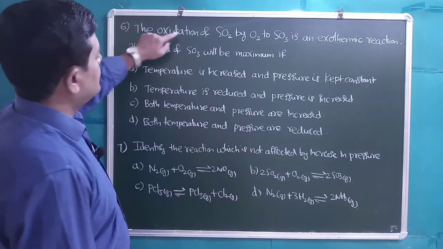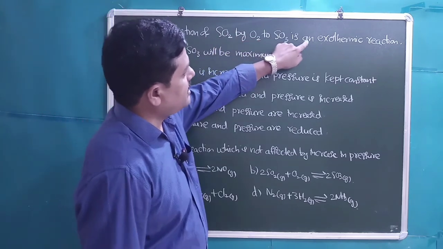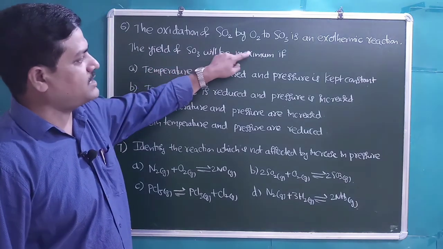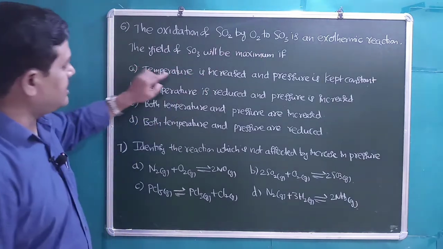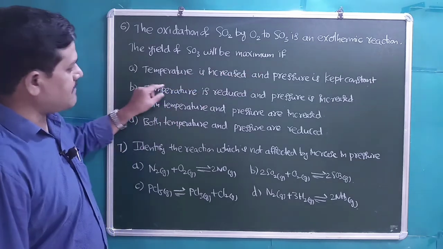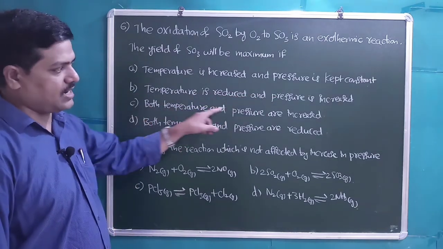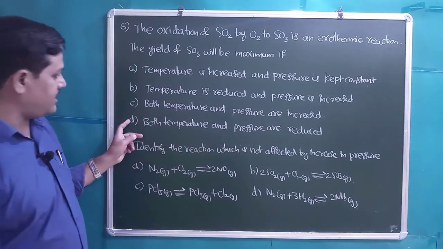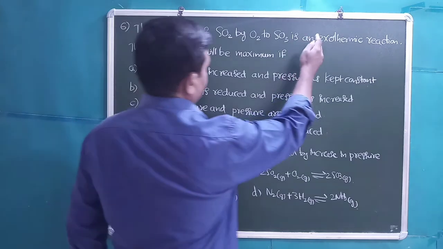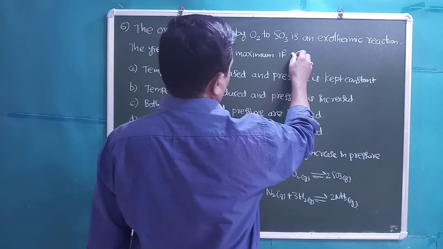Next question. The oxidation of SO2 by O2 to SO3 is an exothermic reaction. The yield of SO3 will be maximum if option A, temperature is increased and pressure is kept constant. Option B, temperature is reduced and pressure is increased. Option C, both temperature and pressure are increased. Option D, both temperature and pressure are reduced. Students, this is an important reaction in the preparation of sulfuric acid in the contact process.